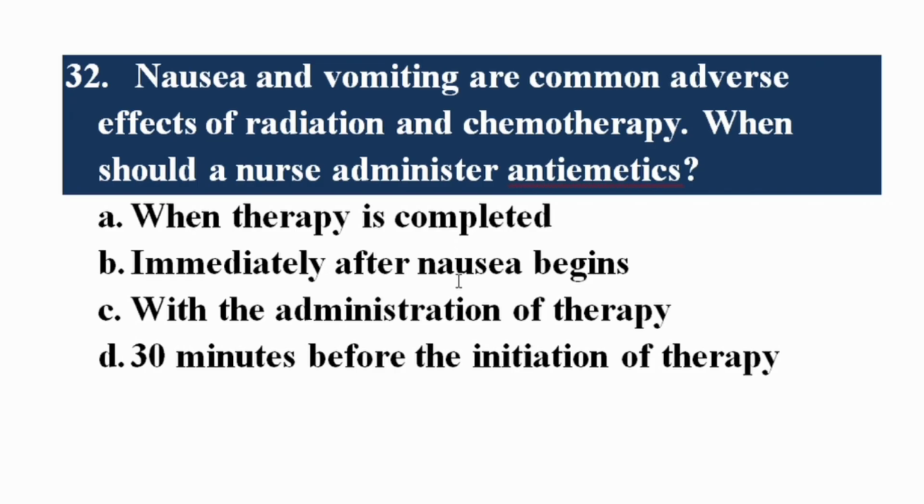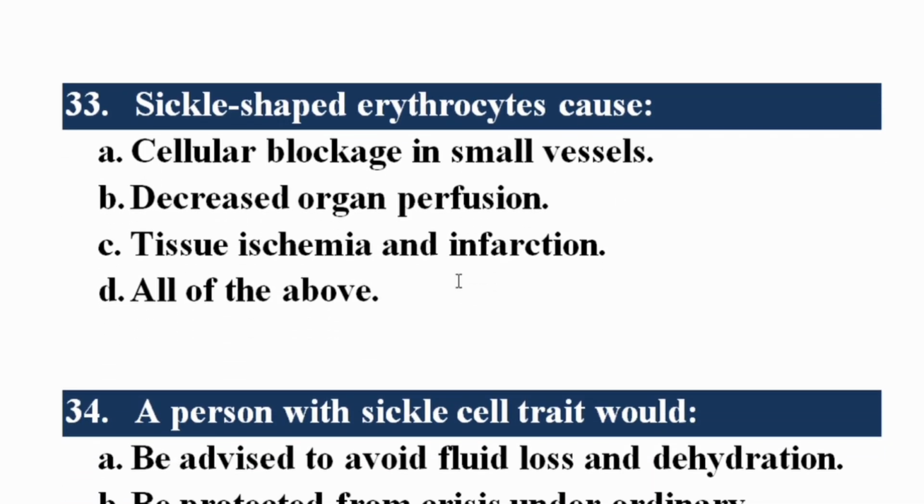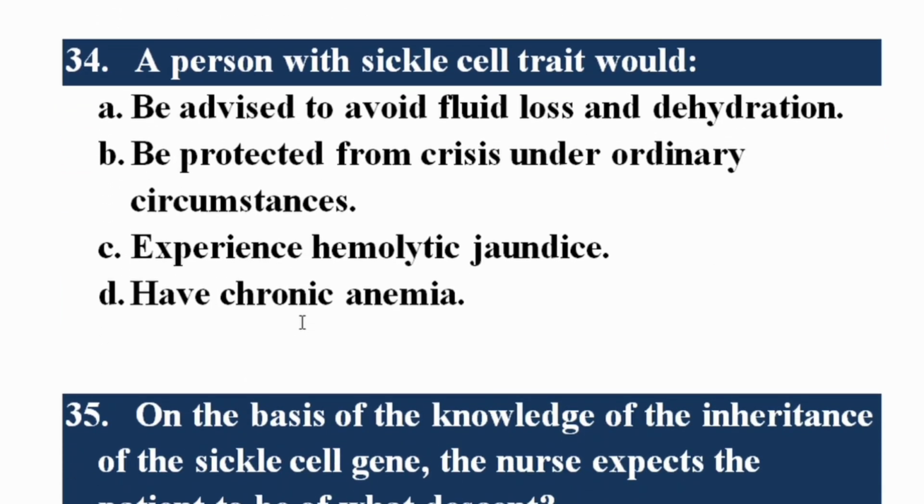Nausea and vomiting are common adverse effects of radiation and chemotherapy. When should a nurse administer antiemetics? The right option is delta. 30 minutes before the initiation of therapy. Sickle-shaped erythrocytes cause delta, all of the above. A person with sickle cell trait would. Right option is beta. Be protected from crisis under ordinary circumstances.